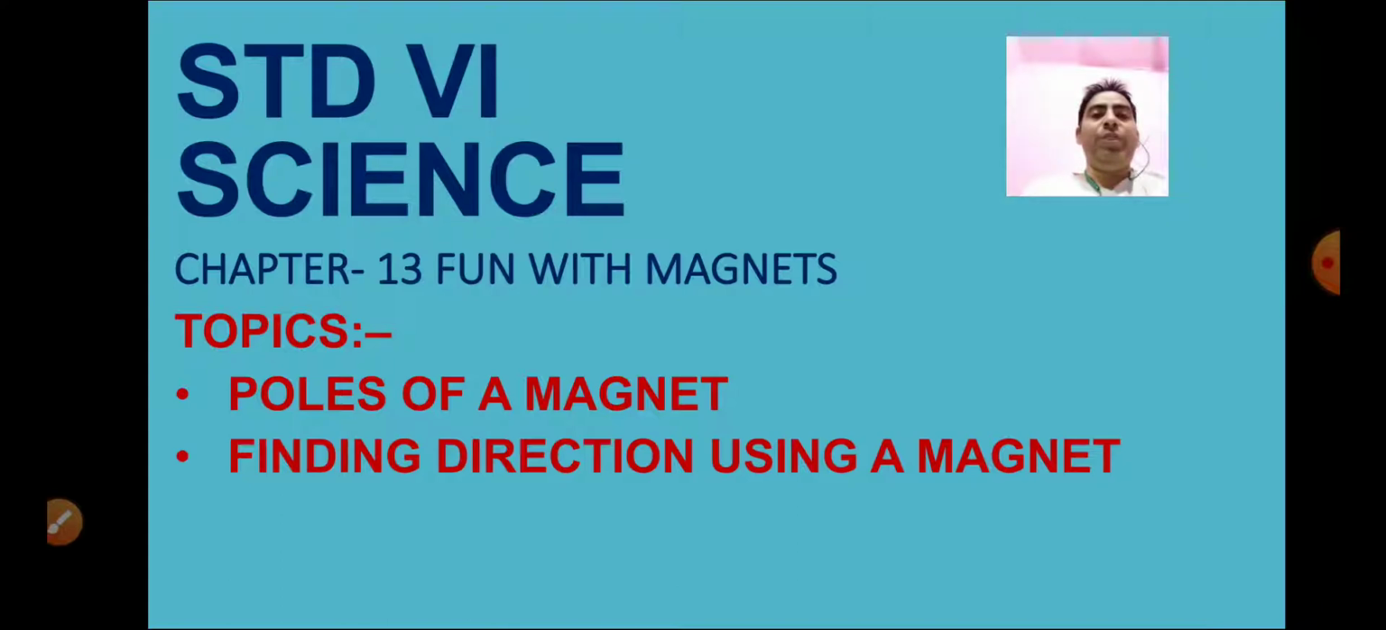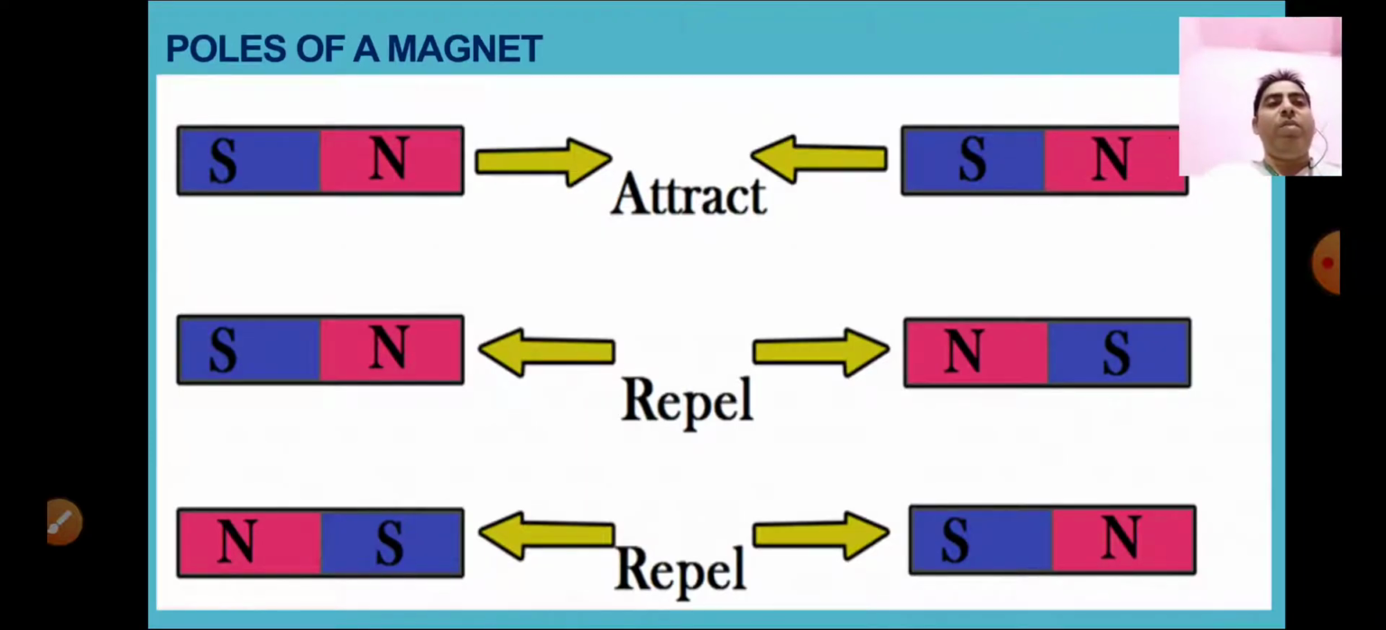In this video number 1, poles of the magnet, we will complete the topic, and second one, finding direction using a magnet. Now, poles of a magnet.